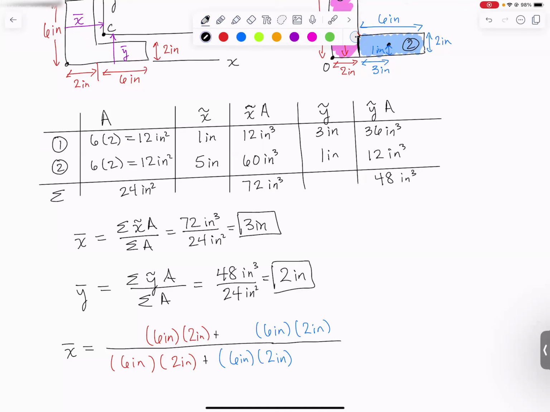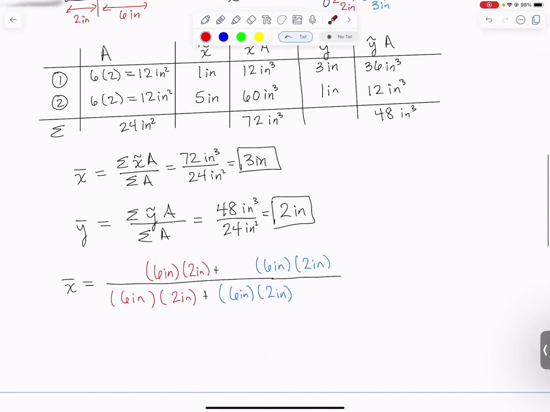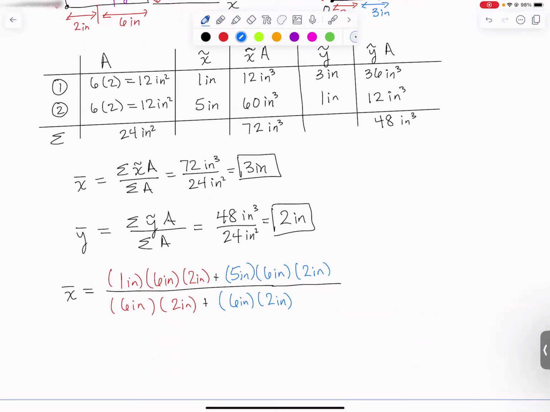And then I need to multiply each of those on the top by the x coordinates of their centroids. And we already figured these numbers out, but the first one will be 1 over. So I multiply this one times 1 inch. And then the other one is 2 plus 3, so 5 inches over. And then you simply do the math and you get the exact same answer. This comes out to be 72 cubic inches divided by 24 inches squared, which is 3 inches.